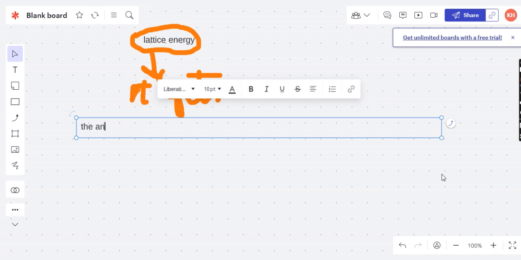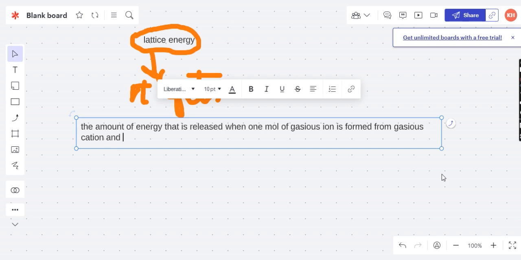The amount of energy that is released when 1 mole of a gaseous ionic compound is formed from gaseous cation and anion.